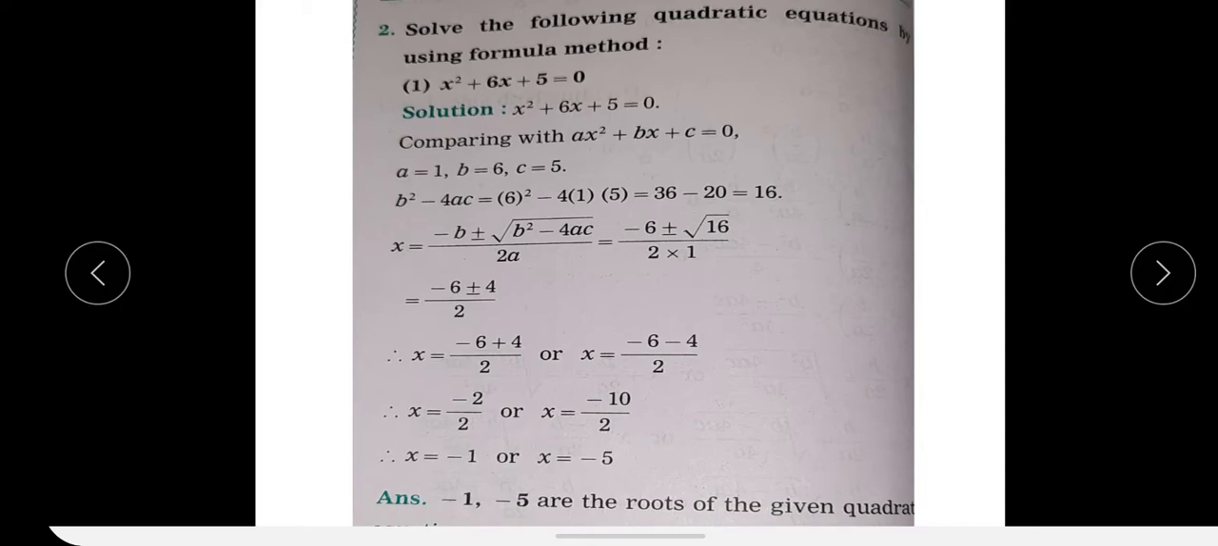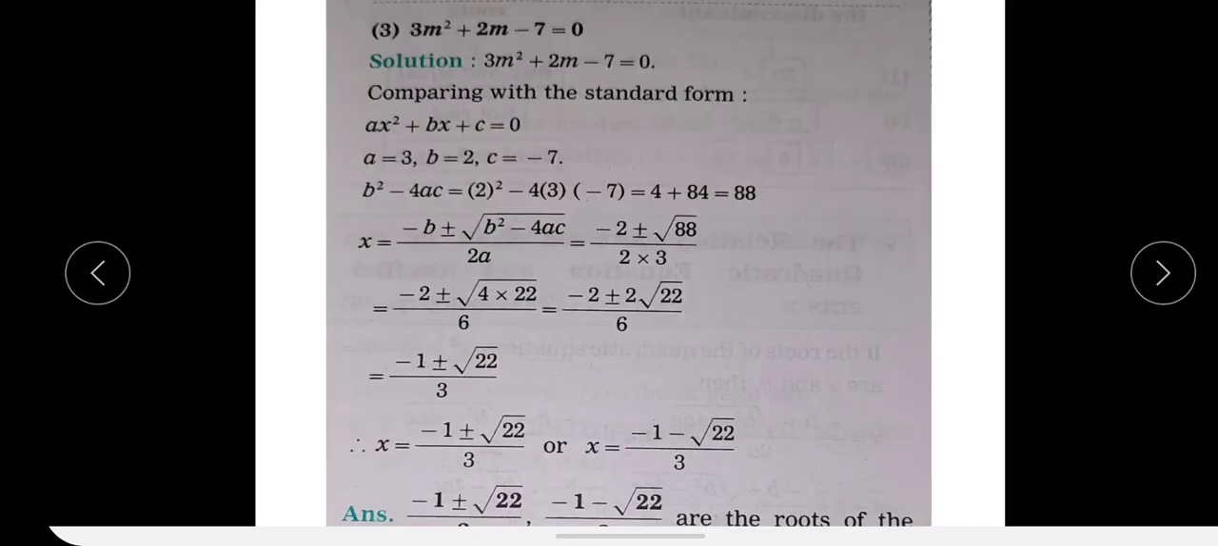Very simple examples these are. Again consider the next example: 3m square plus 2m minus 7 is equal to 0. Here the coefficient of the m square term may be 1 or may not be 1.